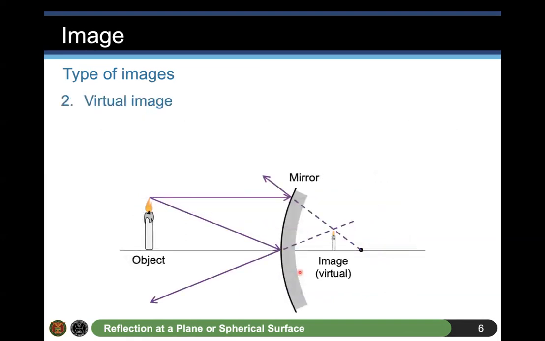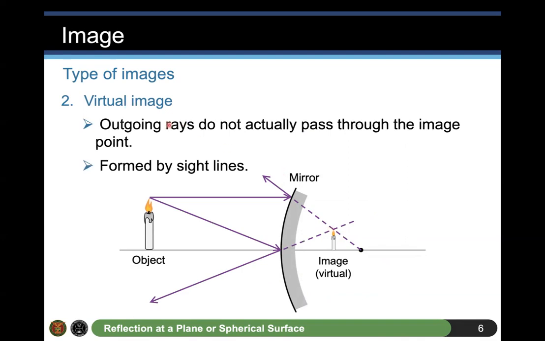A virtual image, on the other hand, is formed on the backside of the surface, on the other side. So if the image is formed before the mirror, it's real; if the image is formed after the mirror, it's a virtual image. Here you will see that the rays coming from the object do not intersect at that image point. The outgoing rays do not actually pass through the image point.